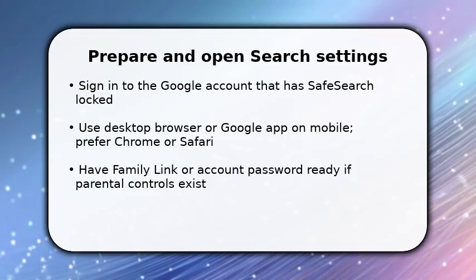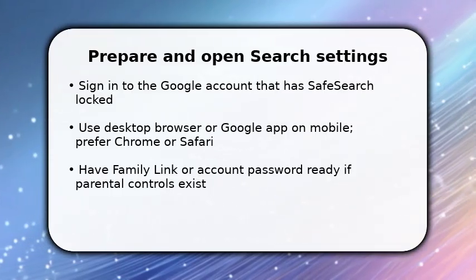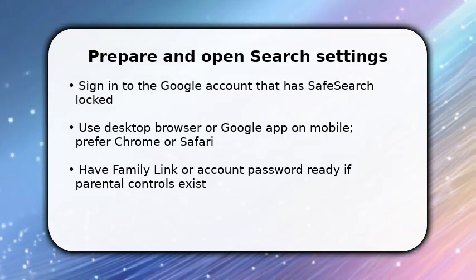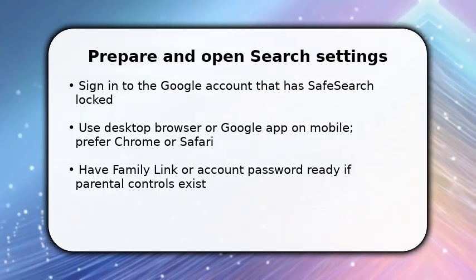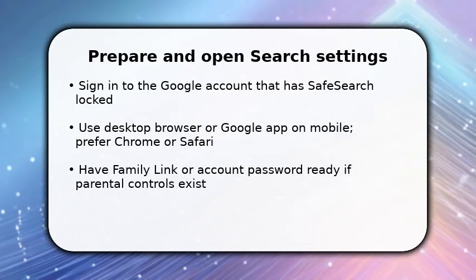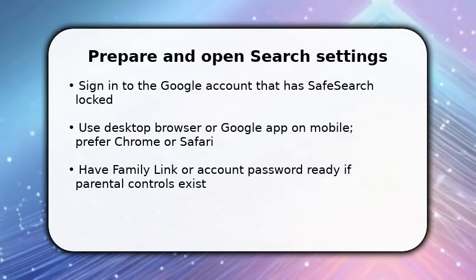You're signed in, so start by opening Google. And clicking Settings at the bottom right, then Search Settings. You'll see Safe Search filters at the top. This is where the toggle lives. Once done, make sure you're using the same account where Safe Search is locked.